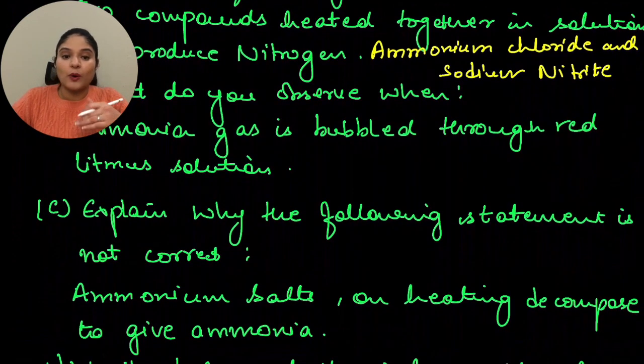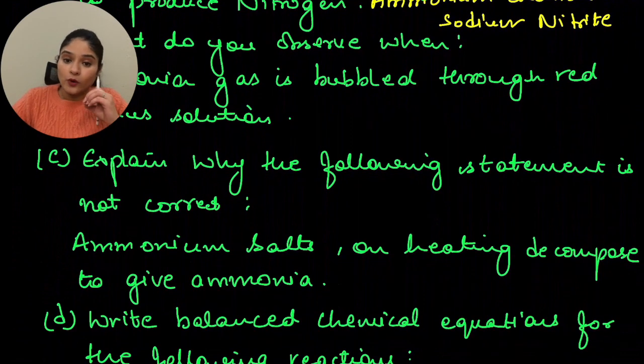The next is, explain why the following statement is not correct. The statement says, ammonium salts on heating decompose to give ammonia. So that's wrong, because not all ammonium salts will decompose to give ammonia. That is because some ammonium salts, for example ammonium nitrate, can give you nitrous oxide instead of giving you ammonia. So that is the reason this statement is wrong. So you will say all ammonium salts on heating do not liberate ammonia. For example, ammonium nitrate will give you nitrous oxide. So that will be your answer.